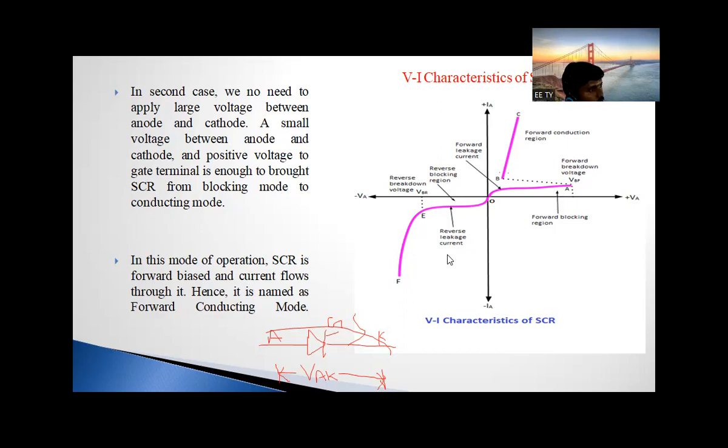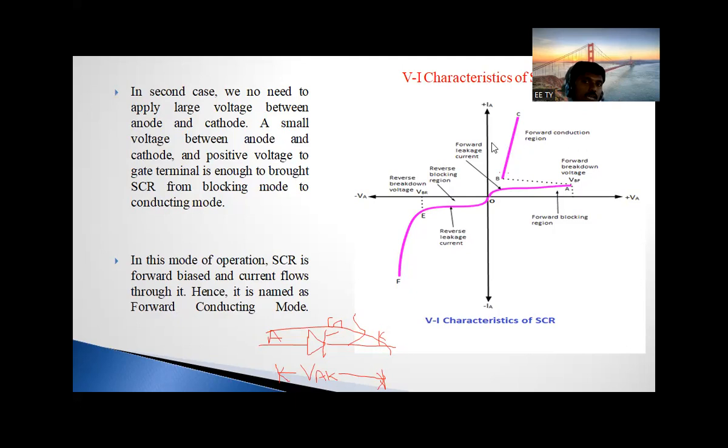Reverse blocking mode के in reverse blocking mode what will be the condition? Cathode is connected to what? Anode is connected to what? Gate should be what? Open or switch. And what about the junctions J1 and J3? Clear? What about the junction J2? So all these things we have to write. Okay. So I will explain these terms. What is reverse blocking mode? What is the forward blocking mode? What is the forward breakover voltage? What is the forward leakage current?